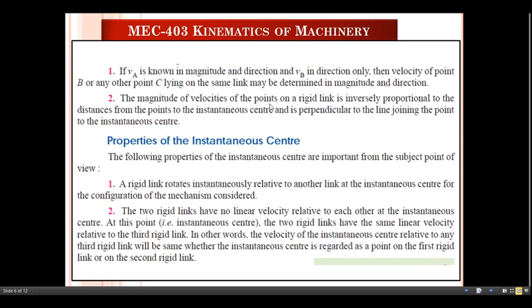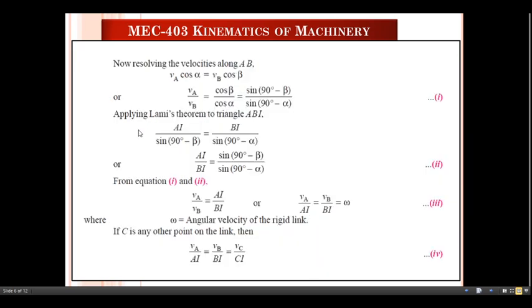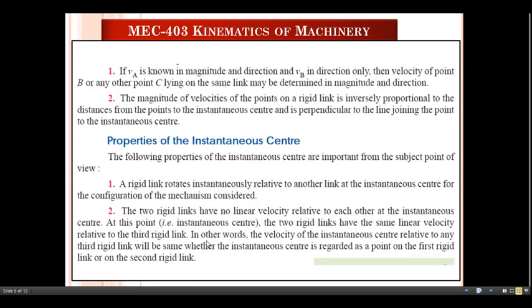The magnitude of the velocities of the points on the link is inversely proportional to the distance from the point to the instantaneous center, and the velocity is perpendicular to the line joining the point to the instantaneous center. So in this way, the velocity components are inversely proportional to the distances. If any one is unknown, you can easily get its value.